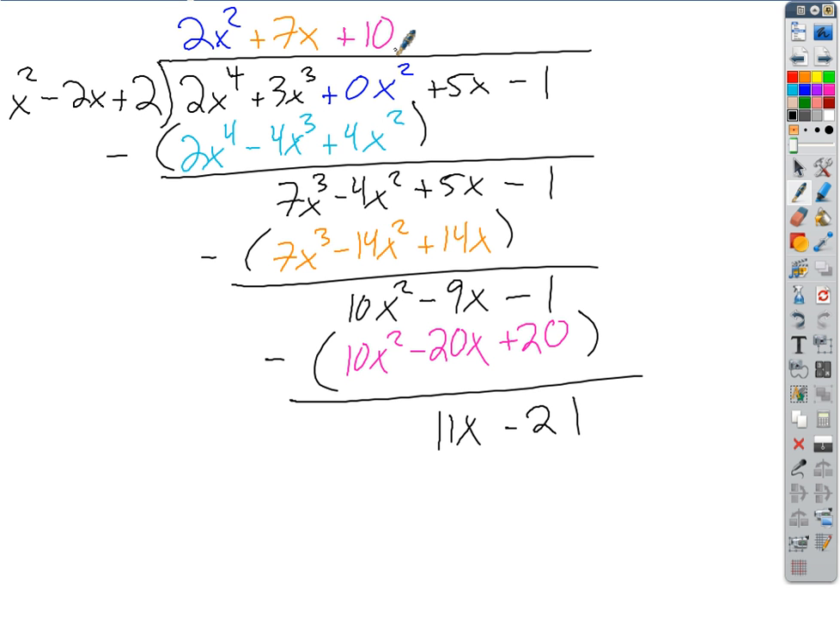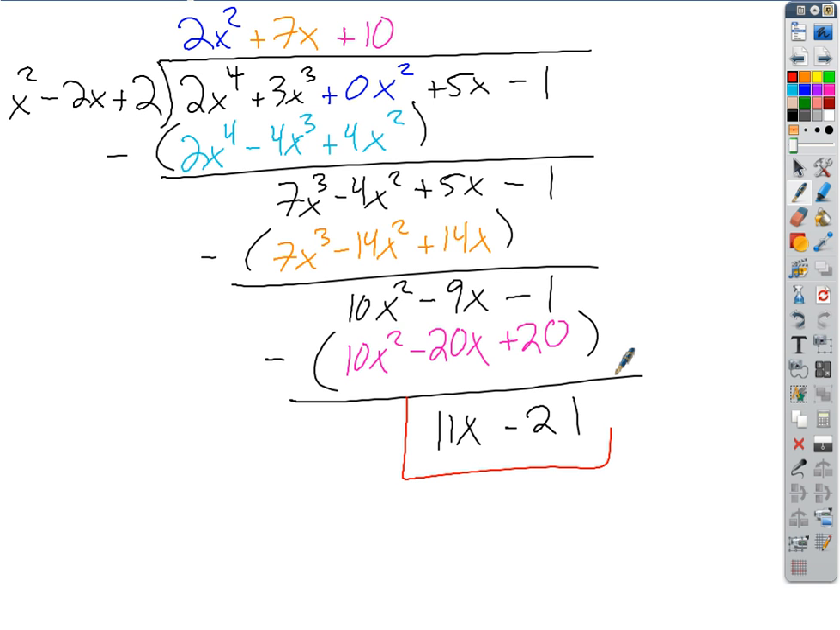It could happen sooner though. Sometimes there won't even be a constant in there. We'll see some examples like that. The rule you just got to remember is when this guy won't divide into this guy, you're done. So this is our remainder down here. I'm going to write that. There's the remainder, right?